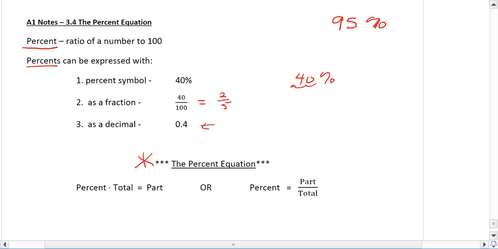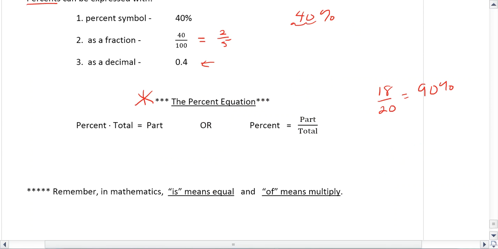So now the percent equation. The percent times the total equals the part. Or another way to write that, percent equals part over total. And this should be familiar to you. For instance, if you got 18 right on a quiz out of 20, the part that you got right goes on top over the total points in the quiz. And then you would divide that to find what the percent is that you received on the quiz. So in this particular example, if you divide that, you would get 90%.